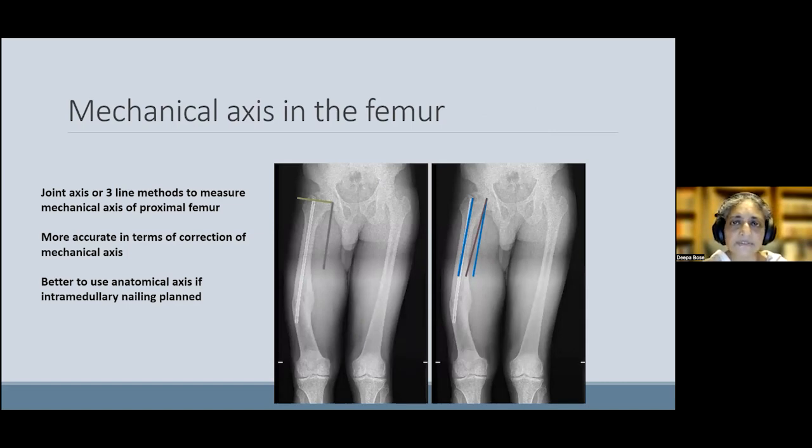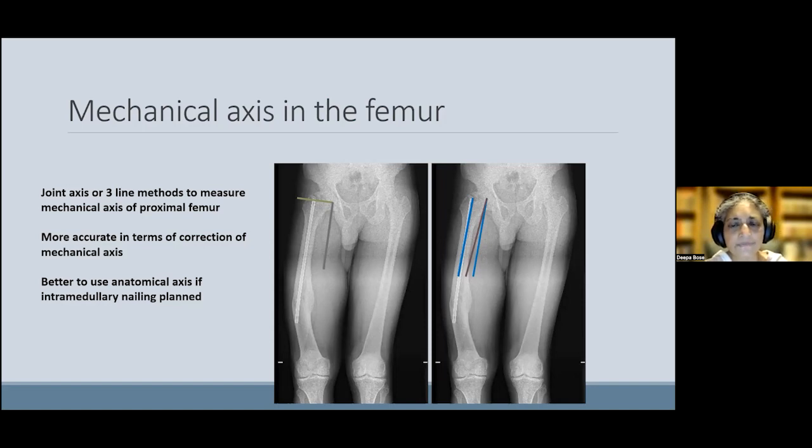So there is a difference of 5 to 7 degrees between the anatomical and the mechanical axis of the femur, because the anatomical axis of the femur is at an angle of about 5 to 7 degrees of valgus compared to the mechanical axis. So if you have a deformity in the femur, you may need to know what the true mechanical axis is. And there are 2 broad ways of measuring that.